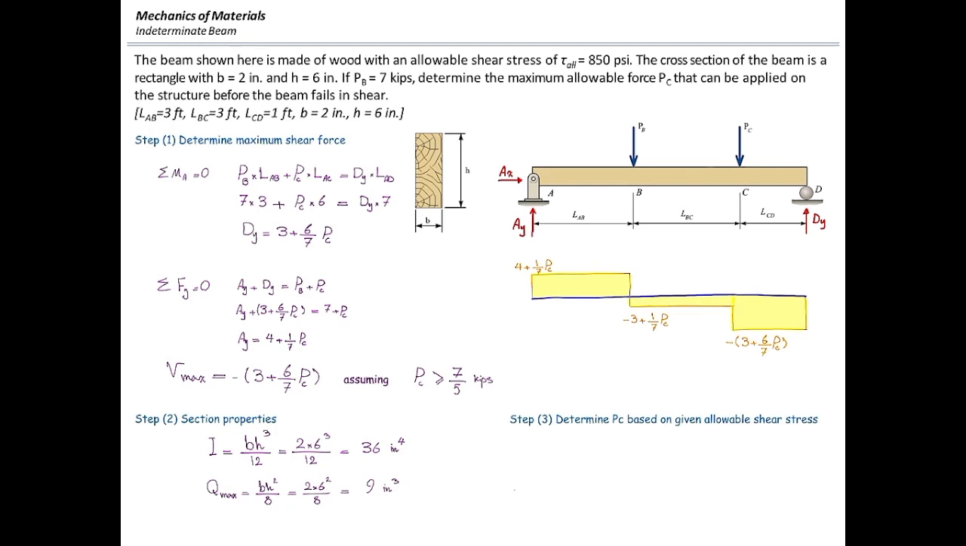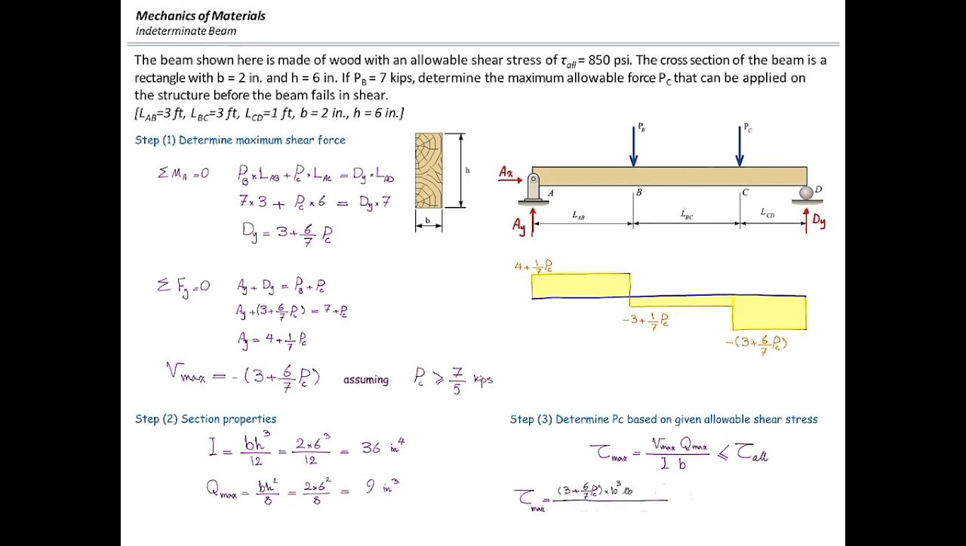Alright, now I'm going to plug that into the stress equation and make sure that stress is not exceeding the allowable stress. Tau max would be VQ divided by I and t. t here is the thickness of the cut section, which is b, the width of the rectangle. Now, this stress has to be smaller than the allowable stress. Alright, now let's plug in the values. V max is -3 plus 6/7 of P_C. Negative sign, we are not going to carry that over because sign of shear stress doesn't matter.